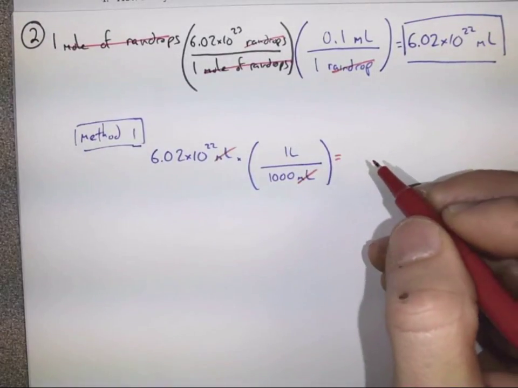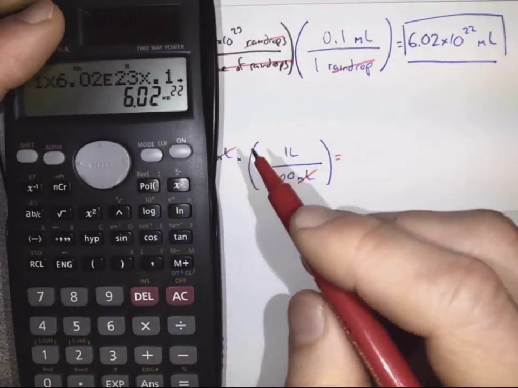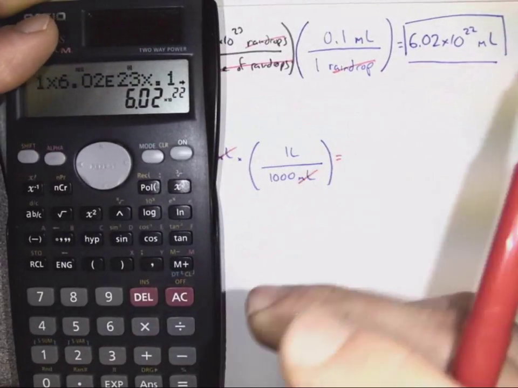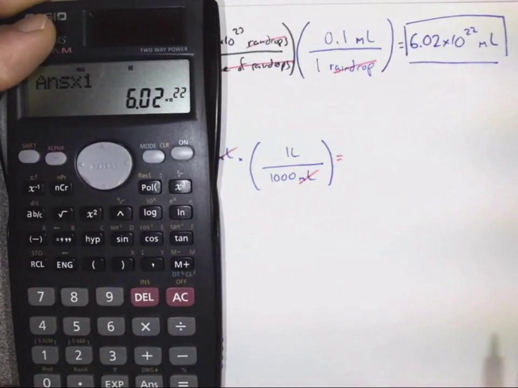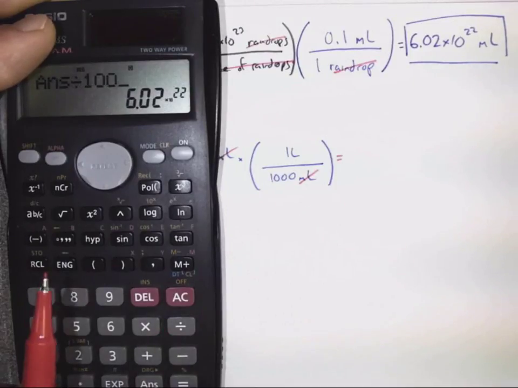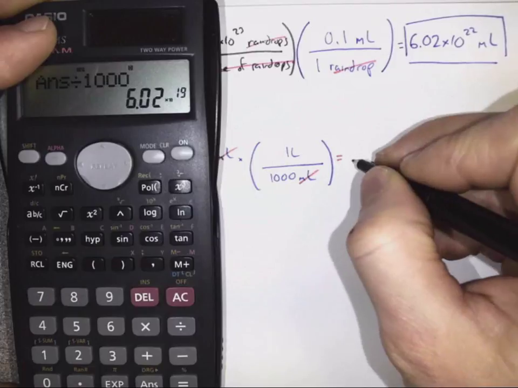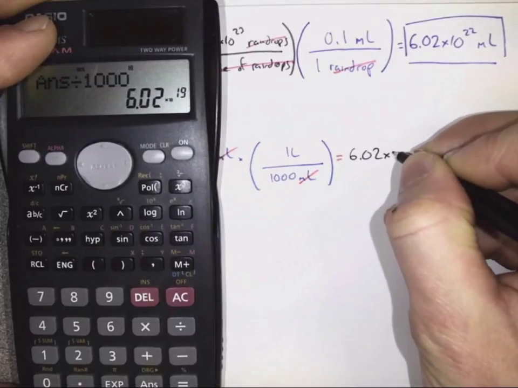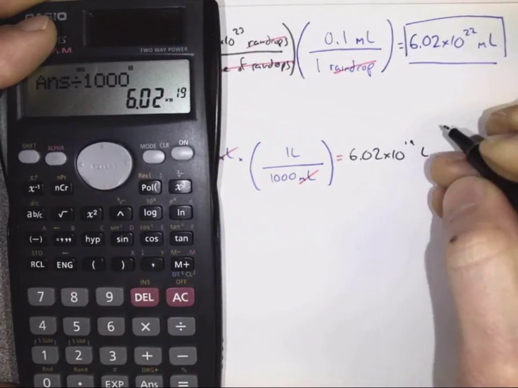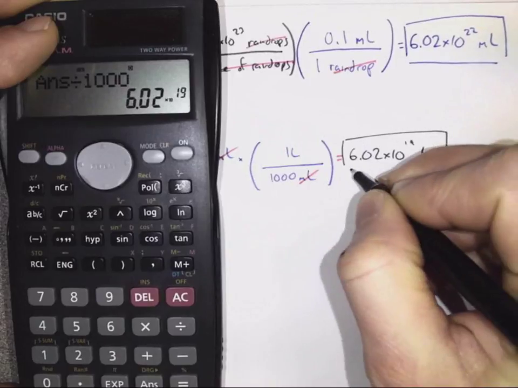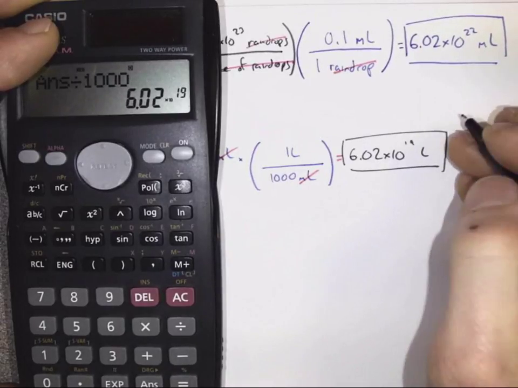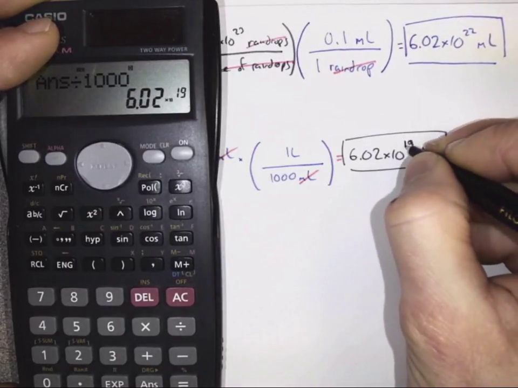And as a result, we're really just taking our number here and we're multiplying by 1, which doesn't change anything. And then we're going to divide it by 1,000, which gives you 6.02 times 10 to the 19 liters. And it is a little smaller, but not much. It's still quite hard for me to fathom how big this is.